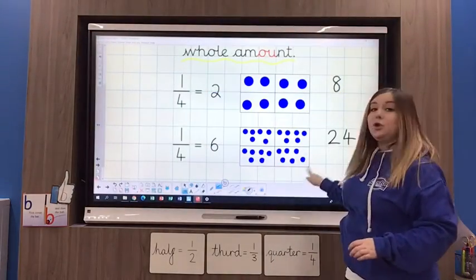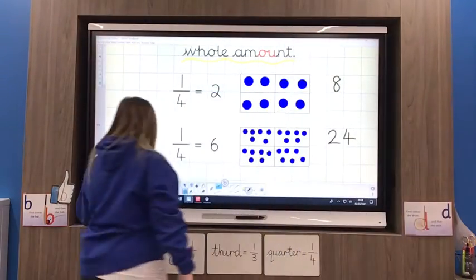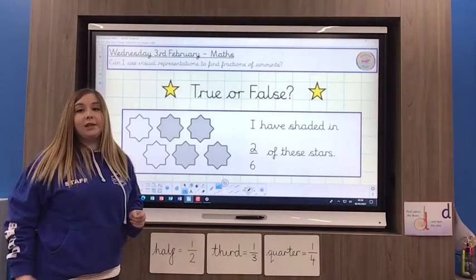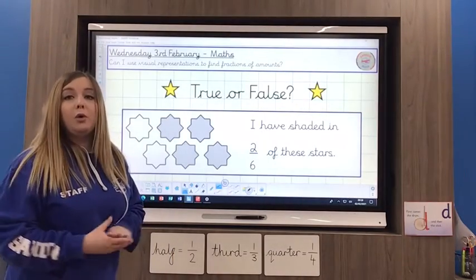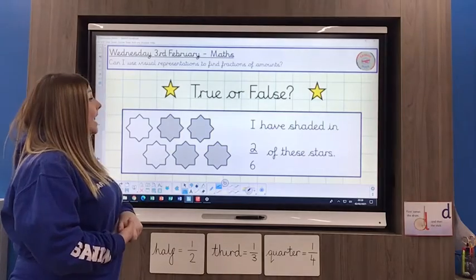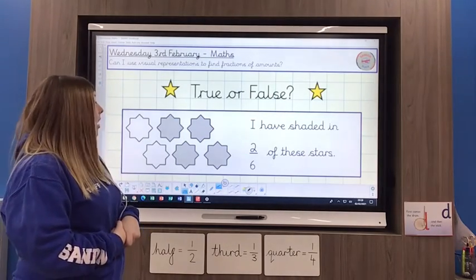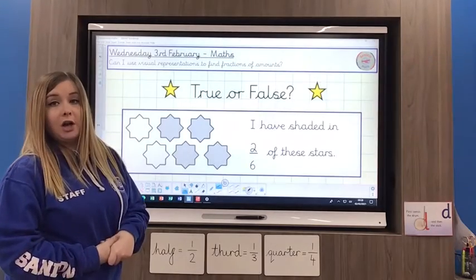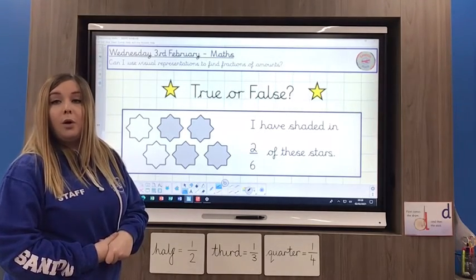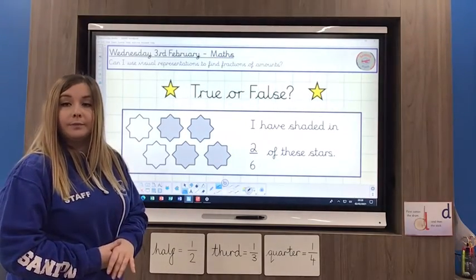Once you've completed all of your activity, I do have one final challenge for you, which is a true or false. I have shaded in 2/6 of these stars. True or false?